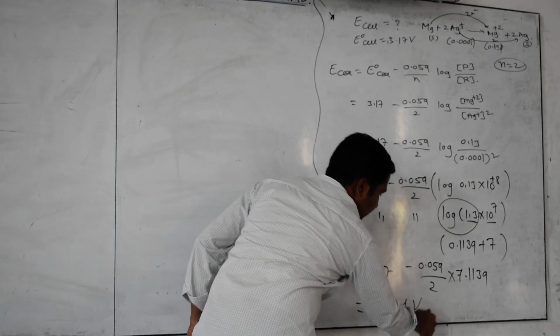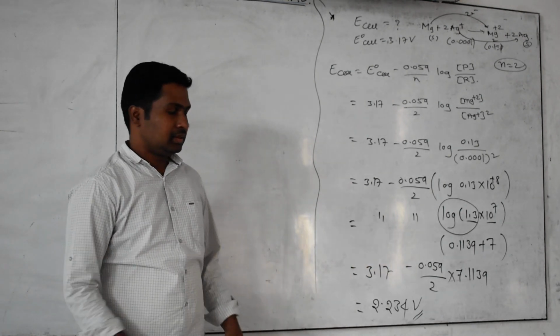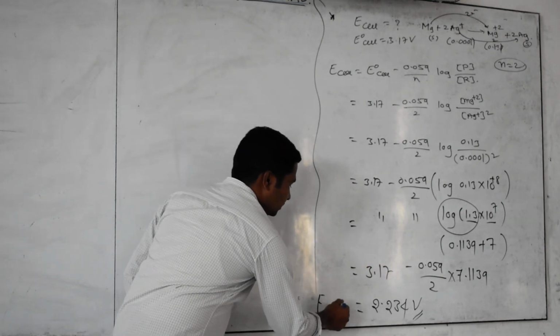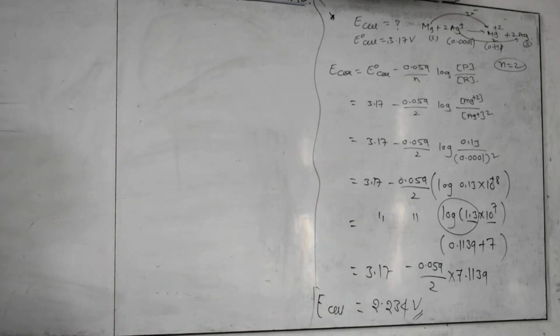2.234 volts. That is right. Definitely 3 point something minus. EMF of this cell is equal to this one, 2.234 something. You do the correction. Definitely it will be less than 3.17. Yes.